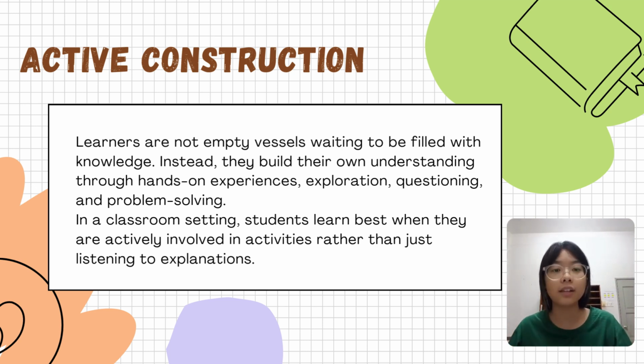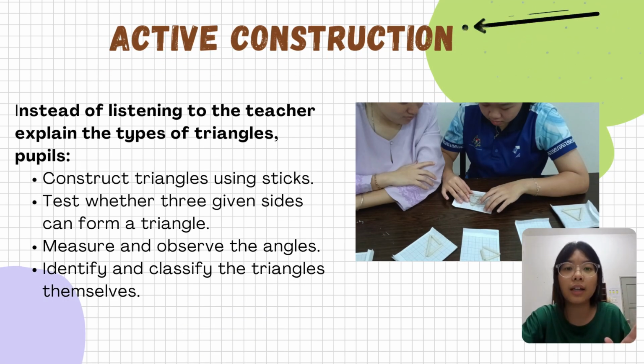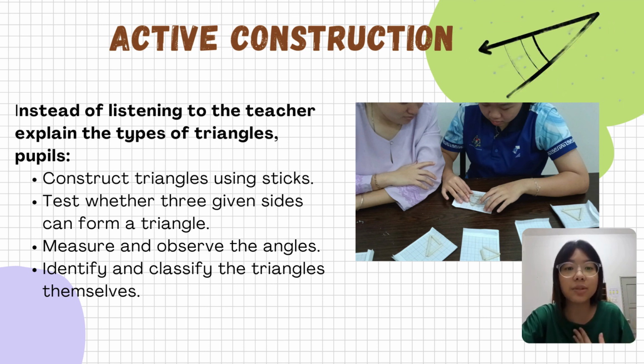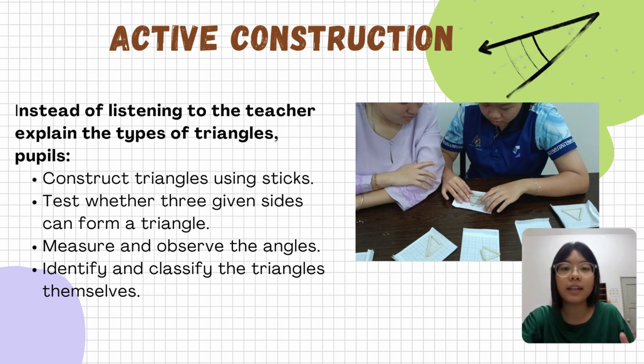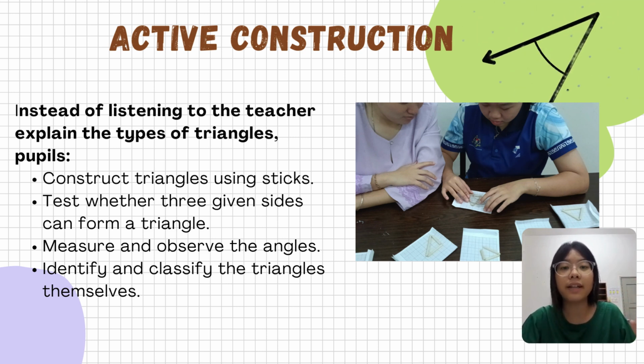In a classroom setting, students learn best when they are actively involved in activities rather than just listening to the teacher's explanation. In this activity, students are not just sitting and listening to me explain the different types of triangles. Instead, they get to do it themselves. First, they construct the triangle using the sticks. Then, they test whether the three sides can actually form a triangle. Finally, they identify and classify their triangle by type.